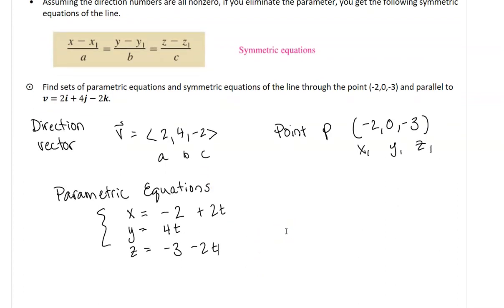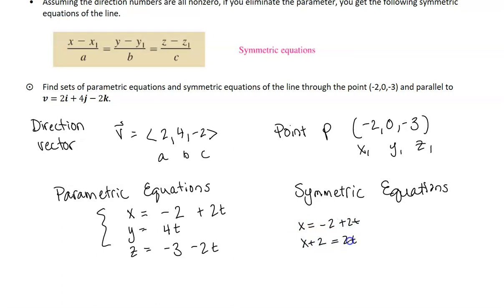Okay, so for symmetric equations, if you don't remember the formula for it above, you can solve for it pretty easily. You can take these different equations, and we've got x equals -2 plus 2t, so I would add 2. And then I would divide by 2 to get (x plus 2) over 2 equals t. For y equals 4t, I would divide by 4.